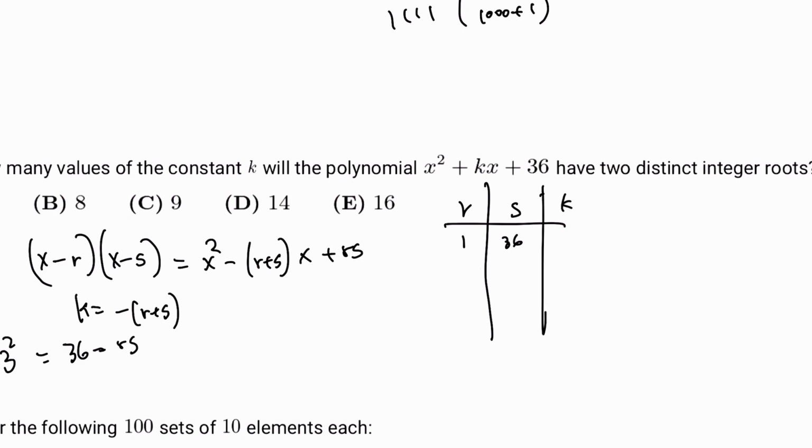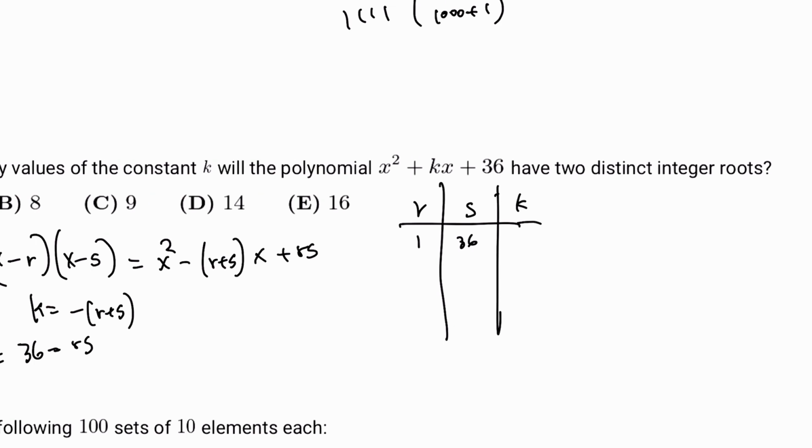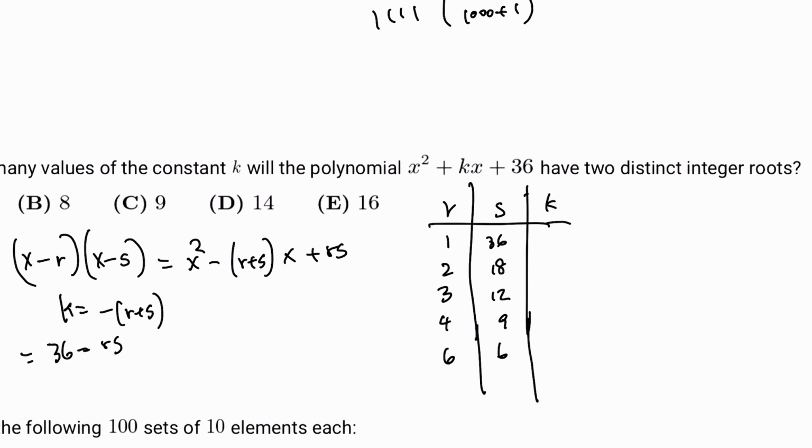It will give the same k value. Let's get another column, k. 2, 18, 3, 12, 4, 9, 5 doesn't work, 6, 6. Is that it? So the k values that we can calculate, negative the sum, so negative 37, negative 20, negative 15, negative 13, negative 12. Is that it?